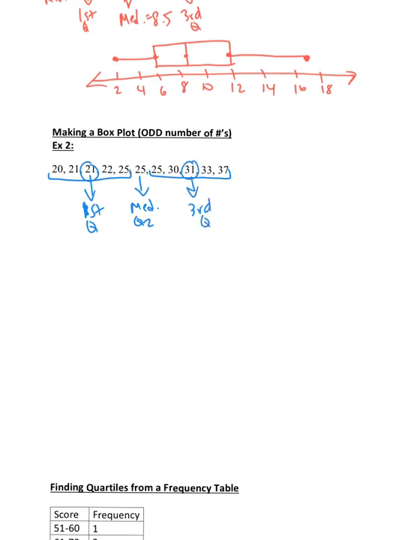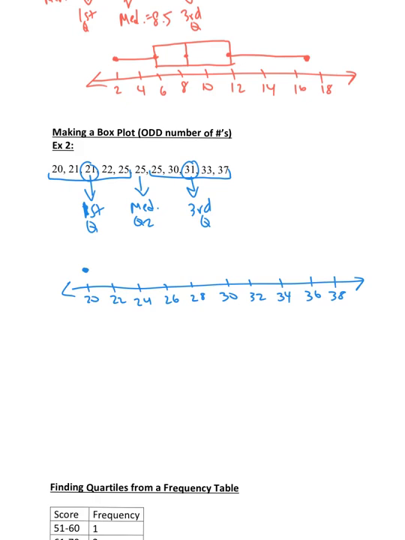Okay, and then you just make a number line again. And you're going from 20, so I'll start at 20, all the way to 37. So I'll go by 2s: 22, 24, 26, 28, 30, 32, 34, 36, 38. I'm going to put a dot over my minimum, a dot over my maximum at 37, a dot over the first quartile at 21, a dot over the median at 25, and a dot over the 3rd quartile at 31.